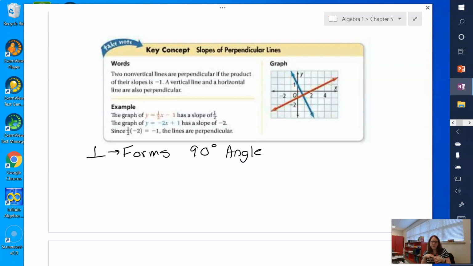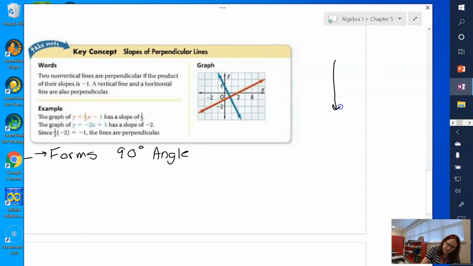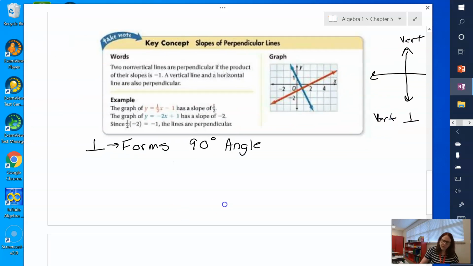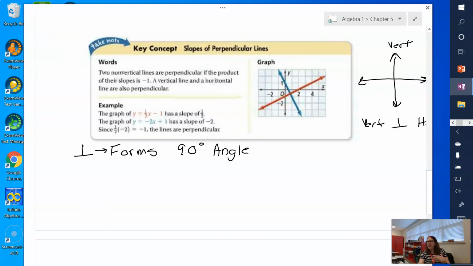A vertical line is also considered perpendicular to a horizontal line all the time. So if I give you a line like this that's vertical, the horizontal one would be perpendicular. The reason we have that is vertical lines have an undefined slope, so you can't multiply them together to get a negative 1.